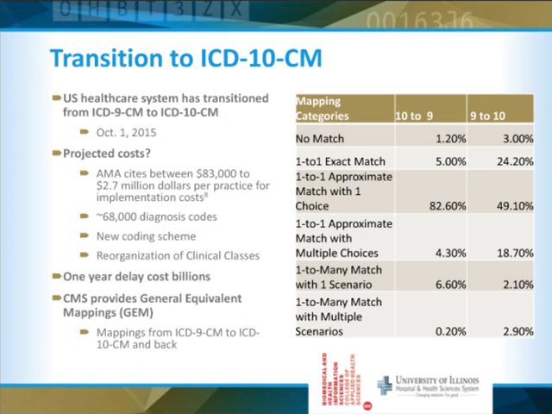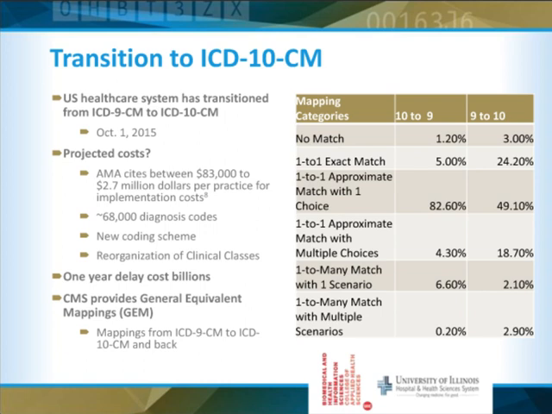So this chart to the right is the AMA analysis of how hard it was to map from 9 to 10. Going from 10 back to 9, you can see a 1-to-1 approximate match with one choice was 82%, and with an exact match, 5%. So for 87% of the 10 codes going back to 9, the transition should be easy. And this was done by the American Medical Association, so they were discouraging the transition to ICD-10. So you would think this would be as hard as it could be.